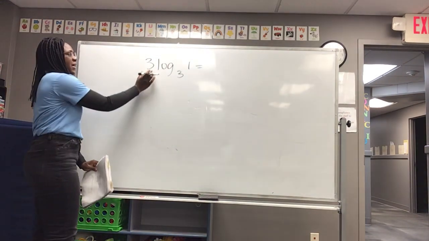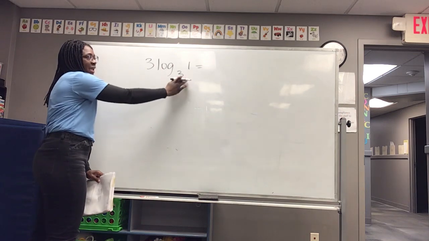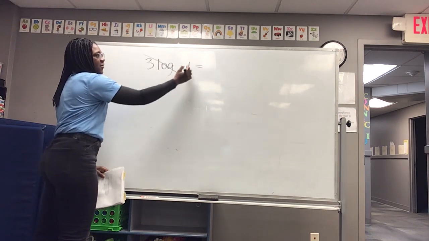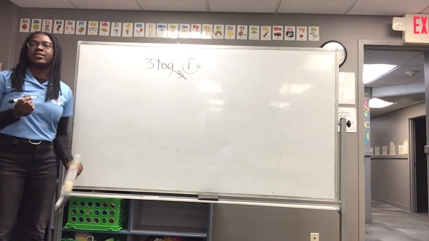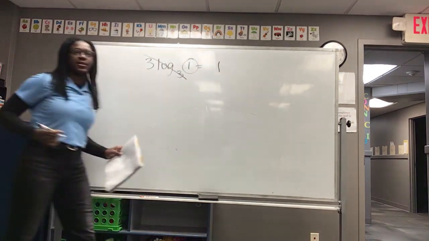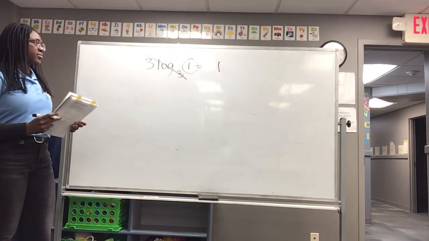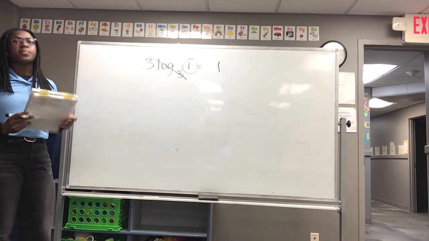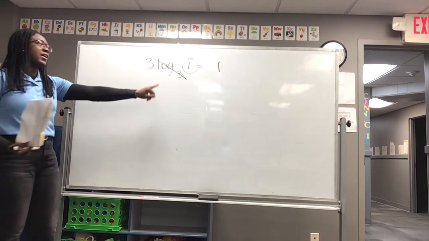Remember that one rule where if the number out front is the same as the base, they cancel out, and whatever's left is our answer. So this would equal 1. If it was just log 3 to the 1, then it would equal 0. But since there's that 3 out front, it equals 1.